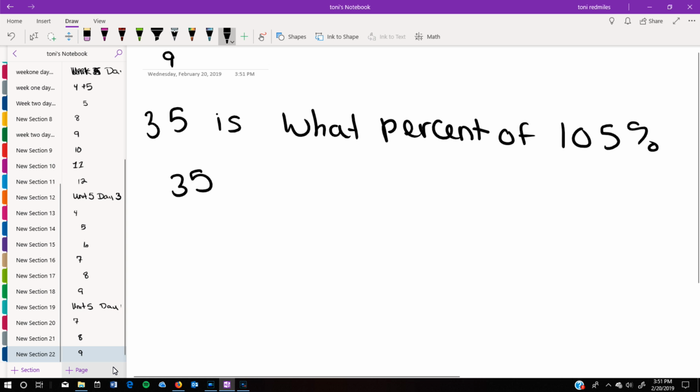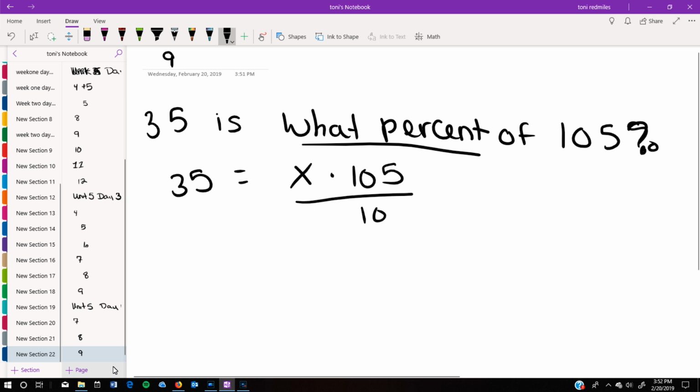$35 is what percent? Means my percent is what's missing. Okay, that's the question mark. Of 105. So this time the percent is what's missing. Okay, so this is multiplied to the percent, so I have to divide to get rid of it. Same thing over here. Okay, that cancels out.